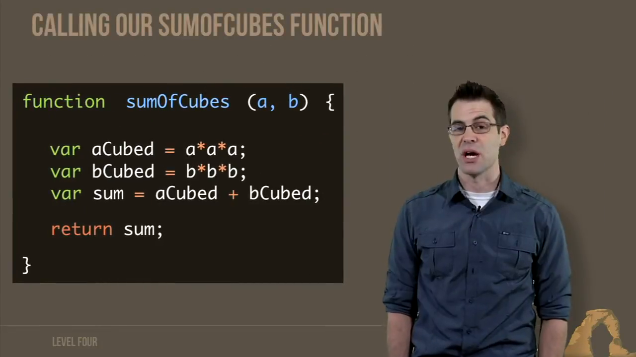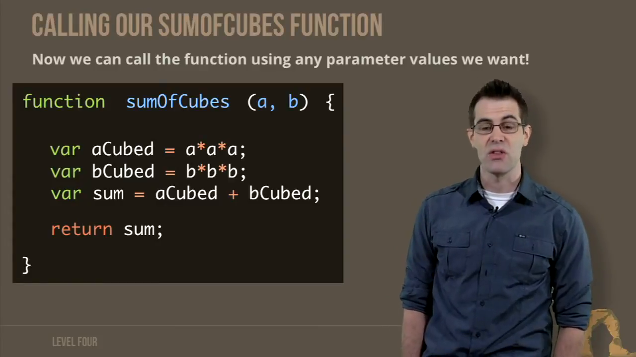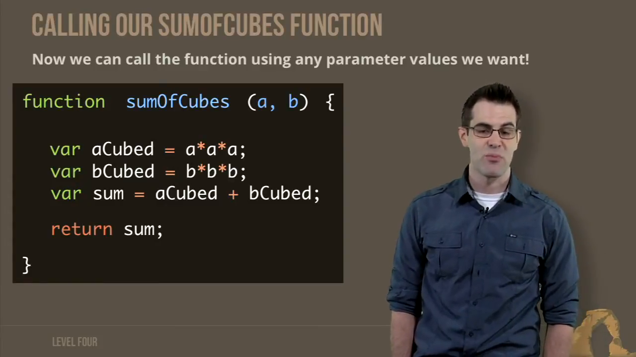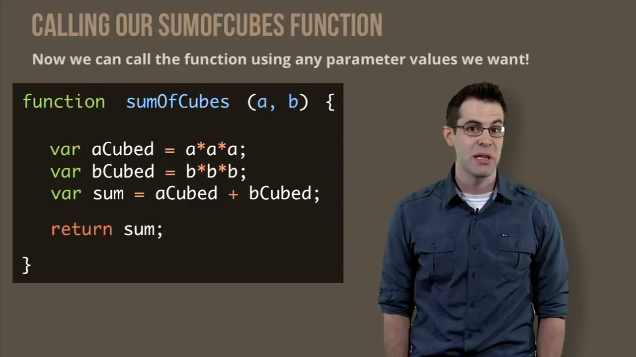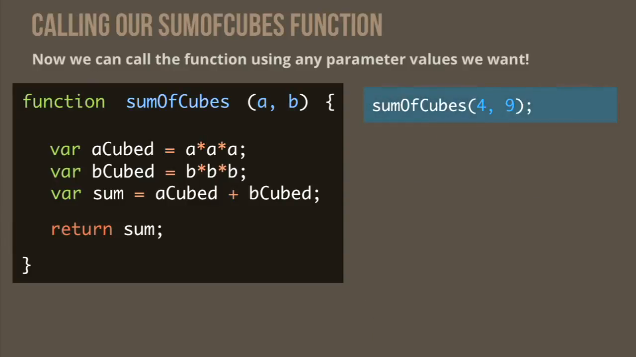Now that we have built our super cool sum of cubes function, we can call it by using the function's name followed by a set of parentheses within which we place the parameters for our function. Here, when we place our 4 and our 9 into the sum of cubes function, we get a 793 instantly returned.